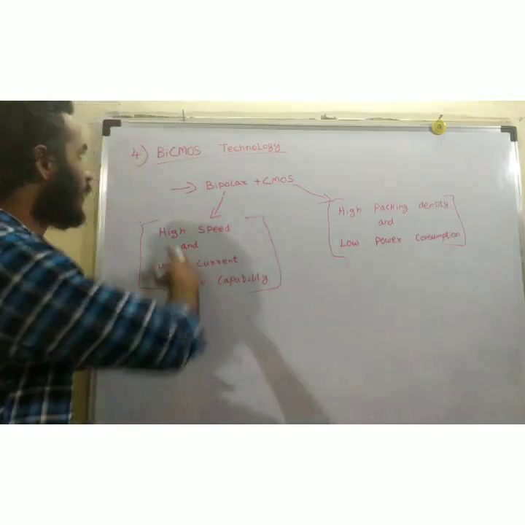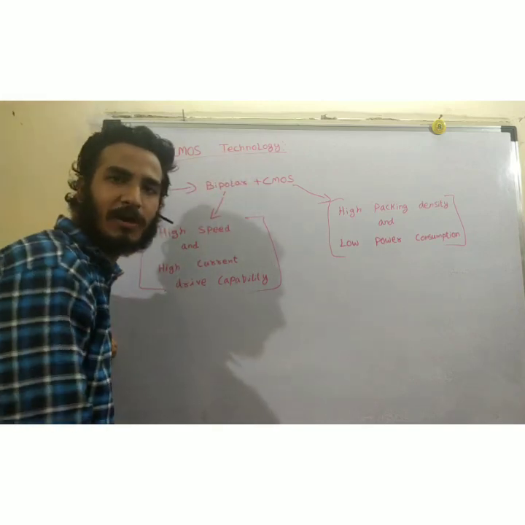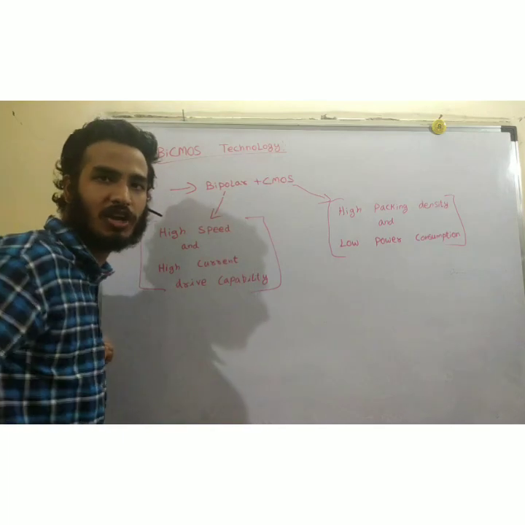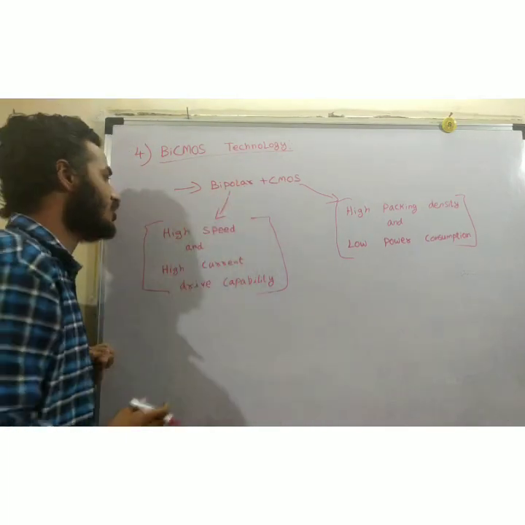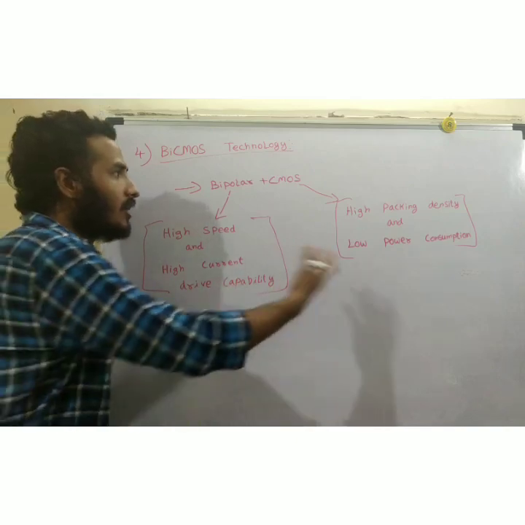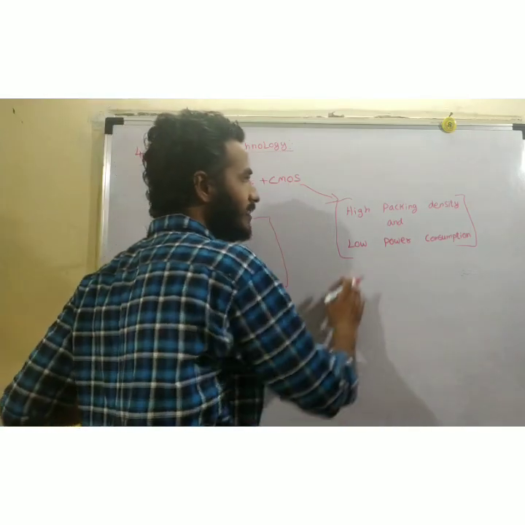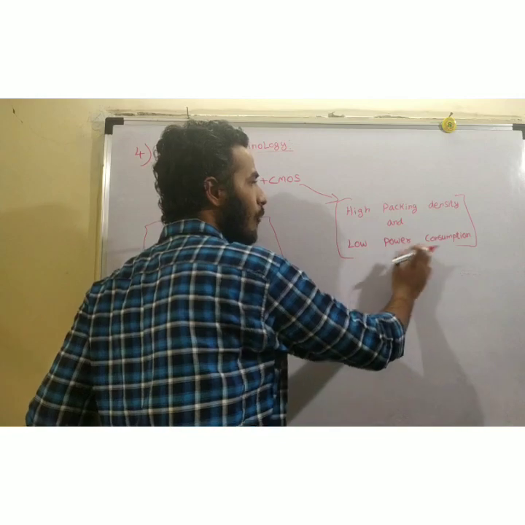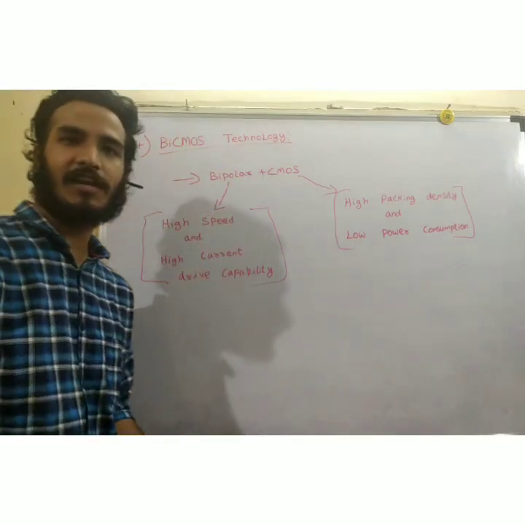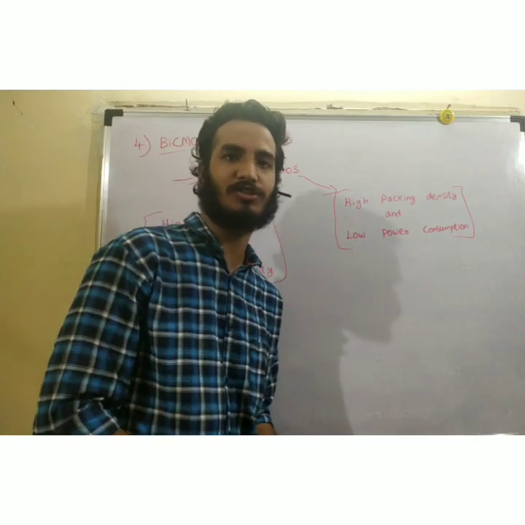Now we will see the fourth one, BiCMOS technology. This BiCMOS technology is a mixture of bipolar technology and CMOS technology. On the one hand, bipolar technology provides high speed and high current drive capability. On the other hand, CMOS technology provides high packing density and low power consumption. The main drawback of BiCMOS technology is that it is much costlier due to its added process.